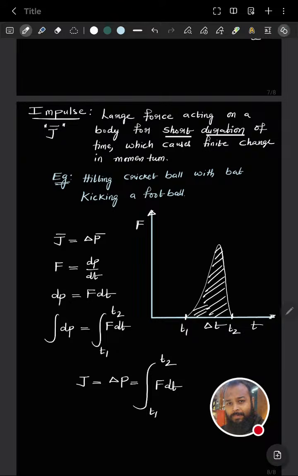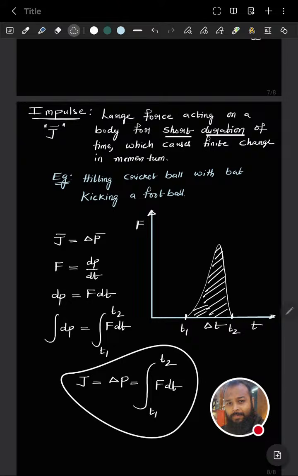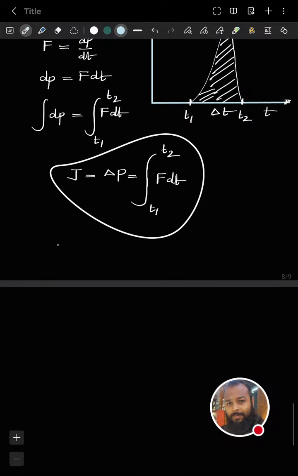Can anyone tell me what this integral F dt represents? What does it represent? Is it the area under this graph? Light reflecting on a mirror, yes, that can also be called impulse, but does it? Yeah. So the final conclusion is it is basically representing J, which is nothing but the area under the F-t graph.